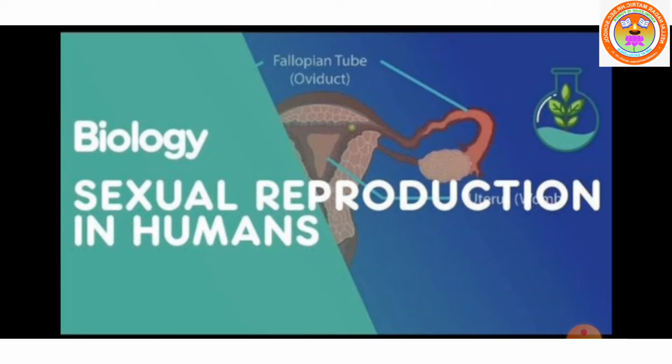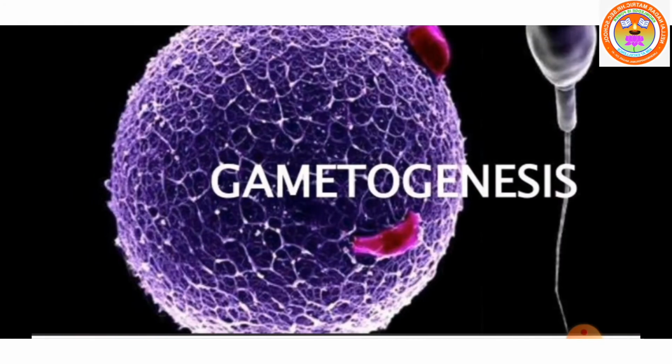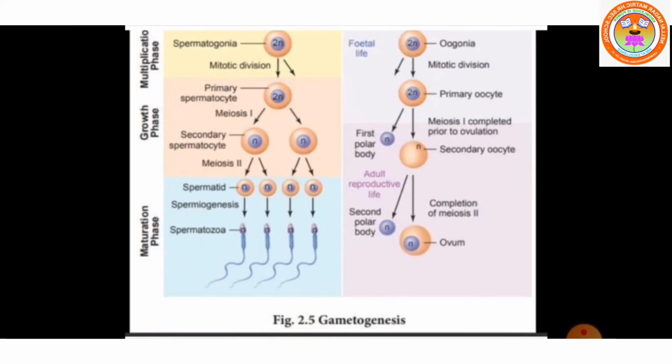Let me see one by one in detail. First event is gametogenesis. So what is gametogenesis? Formation of gametes by spermatogenesis and oogenesis is called gametogenesis. So gametogenesis includes two different processes. One is spermatogenesis, another one is oogenesis.